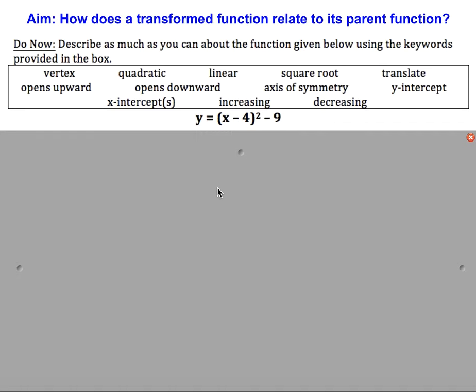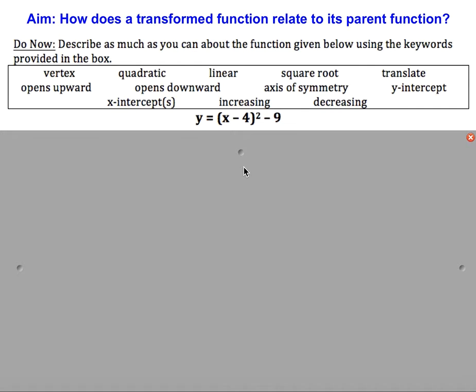Do now, I wanted you to use as many words in this word bank as possible to describe the function y equals (x minus 4) squared minus 9. So thinking about what the number inside means, what the number outside means. And we could start with, like, is this a quadratic? Is it linear? Is it a square root function? And it looks like we could cross off linear and square root function.